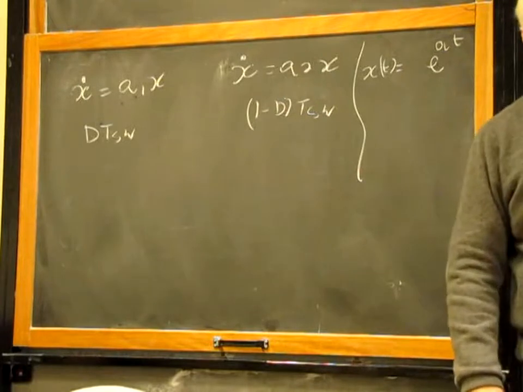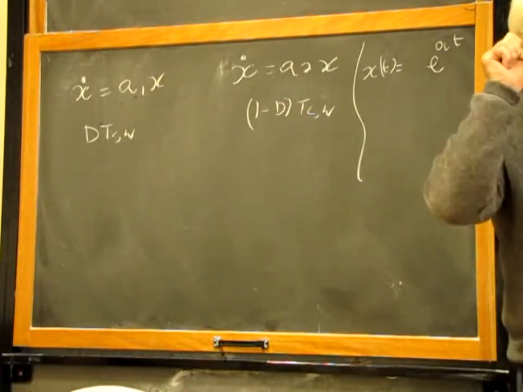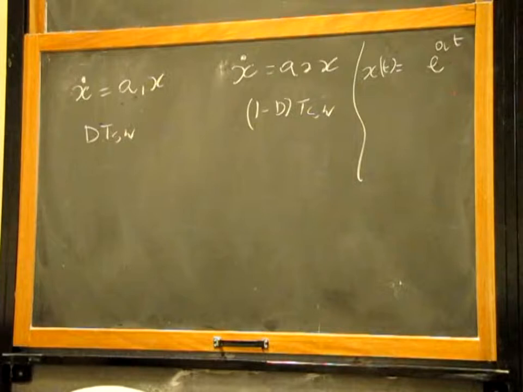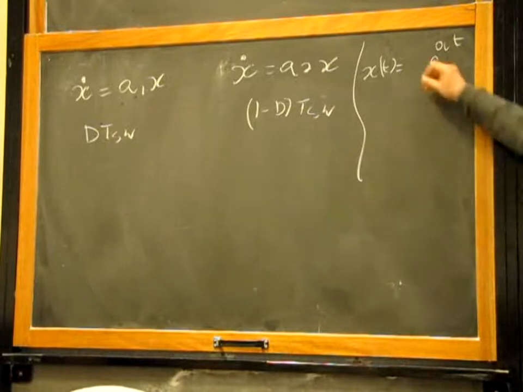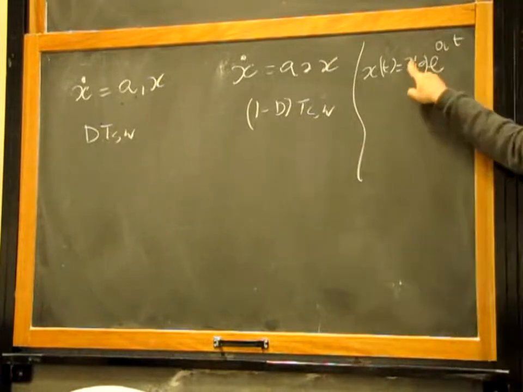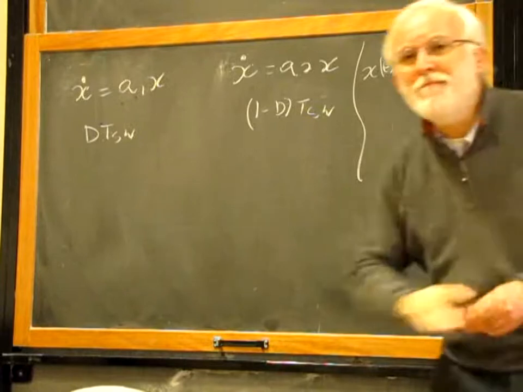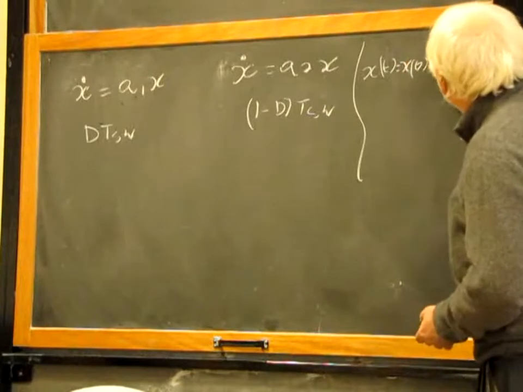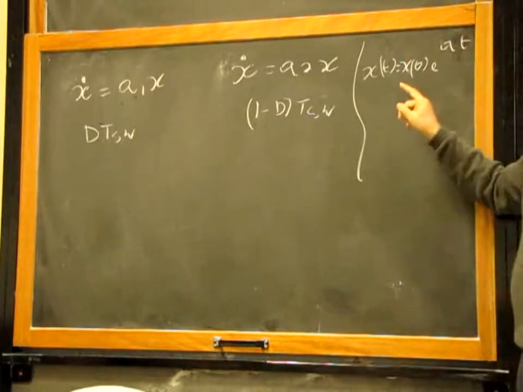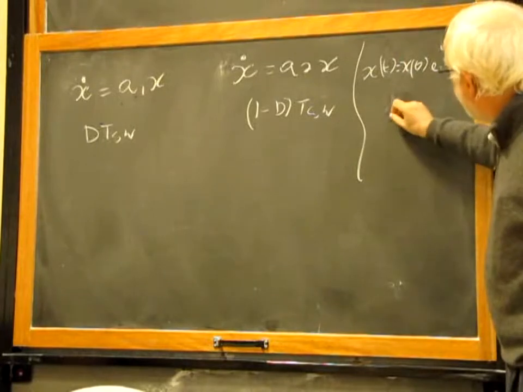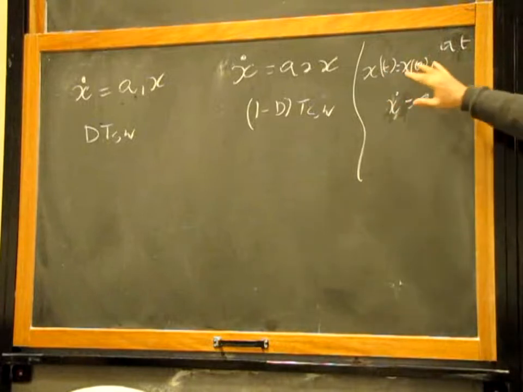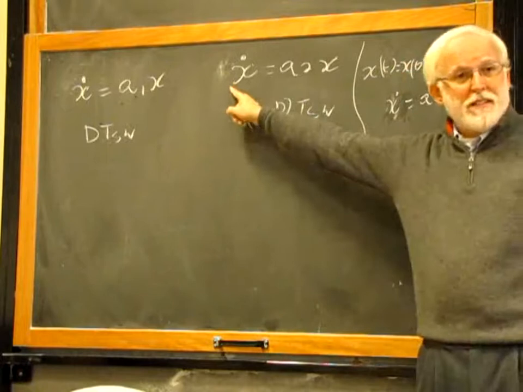One thing missing. A constant. No, a t over tau, where tau is 1 over a. The initial condition. Yes, x0. So x0 times e to the a t. This is the solution of the differential equation x dot equals a x. Just as a reference, I need it because I need to apply it twice.